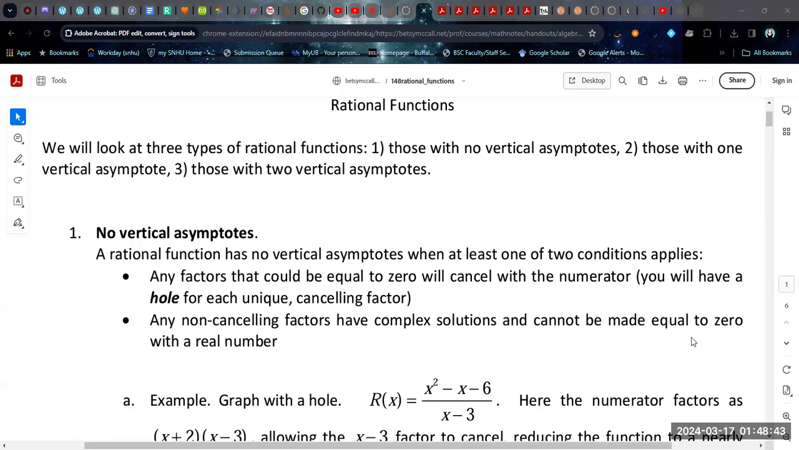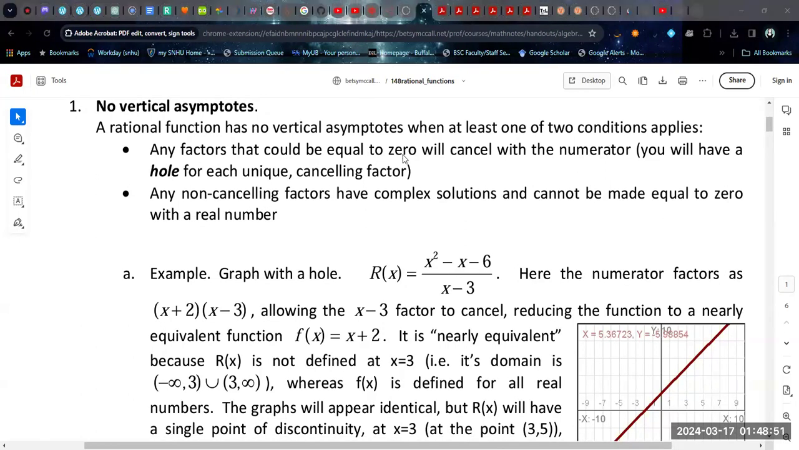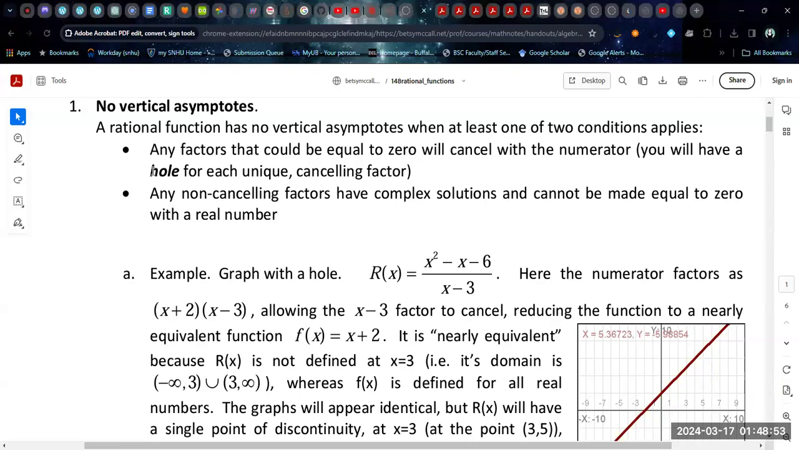So the first case that we're going to look at is the case where there are no vertical asymptotes, and this could happen in a couple of different ways. Any factors that could be equal to 0 may cancel with another factor in the numerator. In that case, we could have a hole. And then any non-canceling factors might have complex solutions and can't be made equal to 0 with a real number. So let's consider our first example, our graph with a hole.